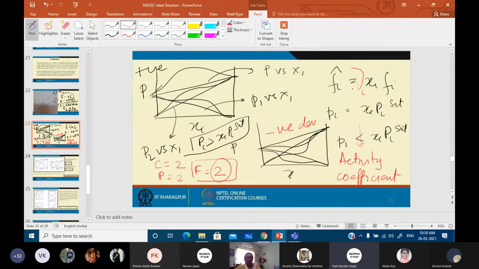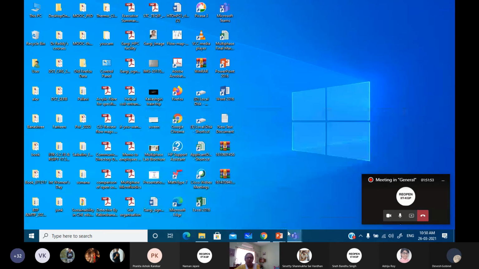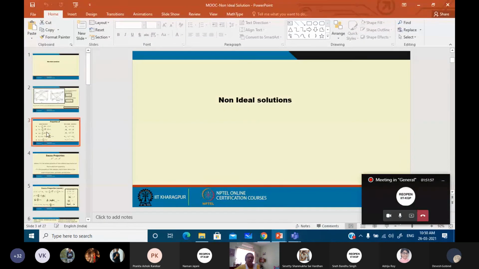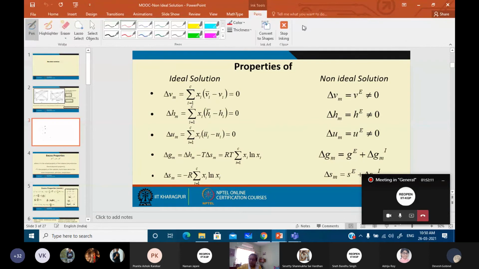Now let us see how to predict gamma i. The moment the solution becomes non-ideal, if you remember, we had a set of properties for ideal solutions which I have been writing repeatedly. Whenever we have an ideal solution, the volume of mixing was 0, the enthalpy of mixing was 0, and the internal energy change of mixing was 0.